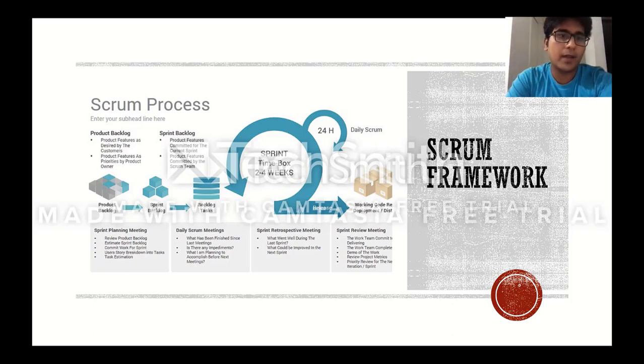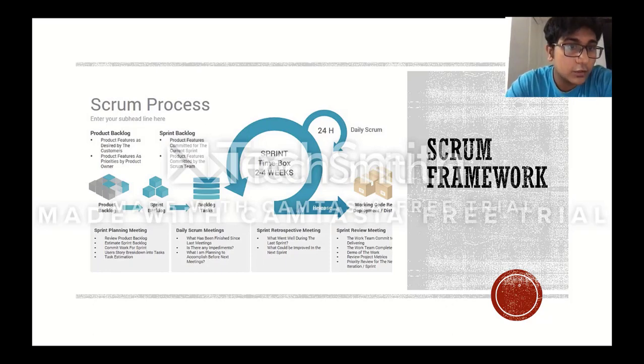So what is a product backlog? A product backlog is basically the product features desired by customers and the priorities set by the product owner. It moves to the sprint backlog then. A sprint backlog provides the product features committed for the current sprint and features committed by the Scrum team as well. So then it moves to the backlog task, which moves to a 2 to 4 weeks of sprint time.